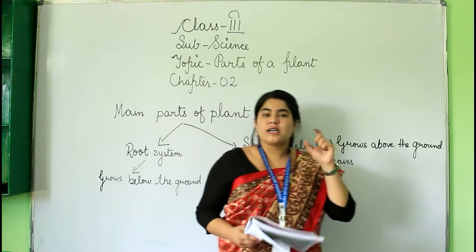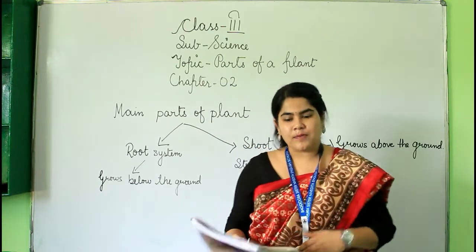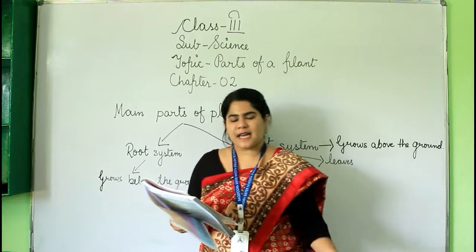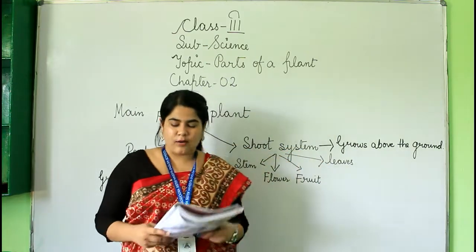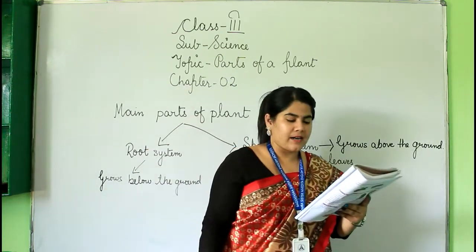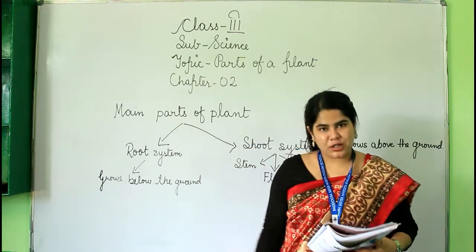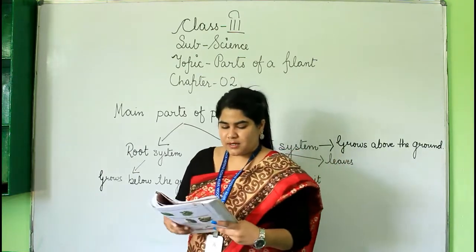Those are called shrubs. Shrubs are short woody plants with several stems growing near the ground. Rose and bougainvillea are examples of shrubs. Now, climbers.